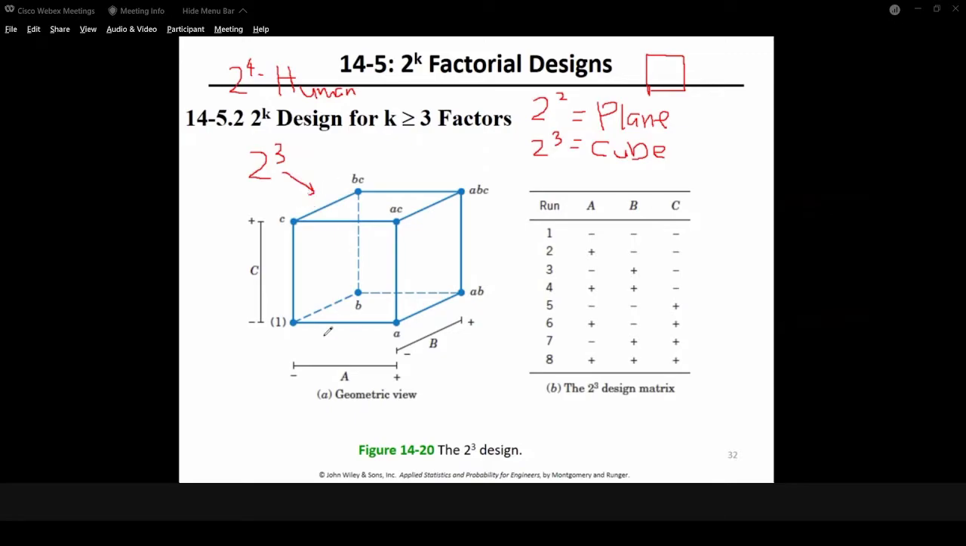If it is a 2^2 plane, 4 runs: 1, 2, 3, 4. If 2^3, 8 runs: 1, 2, 3, 4, 5, 6, 7, 8 runs. 2^4, 16 runs. 2^5, 32 runs. So as you can see here, as the number of factors k at 2 levels increases, the number of experiments will increase exponentially, like this.